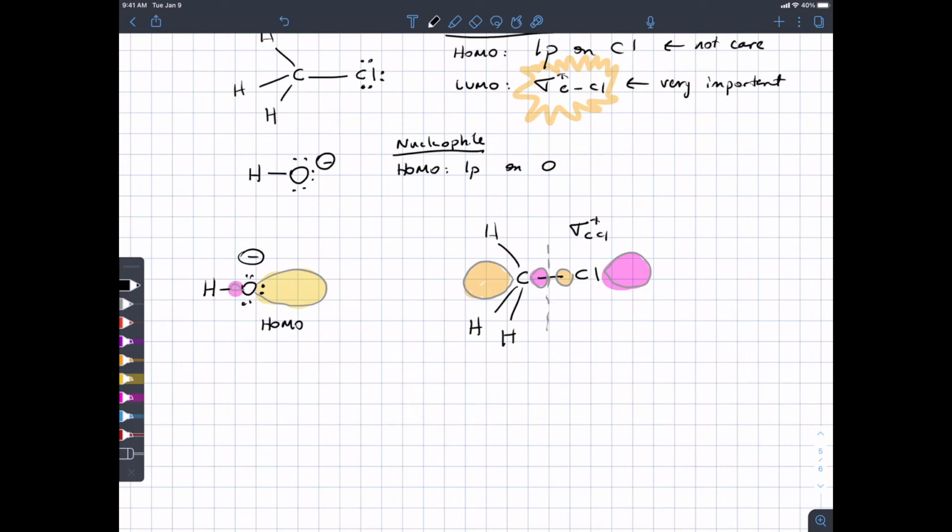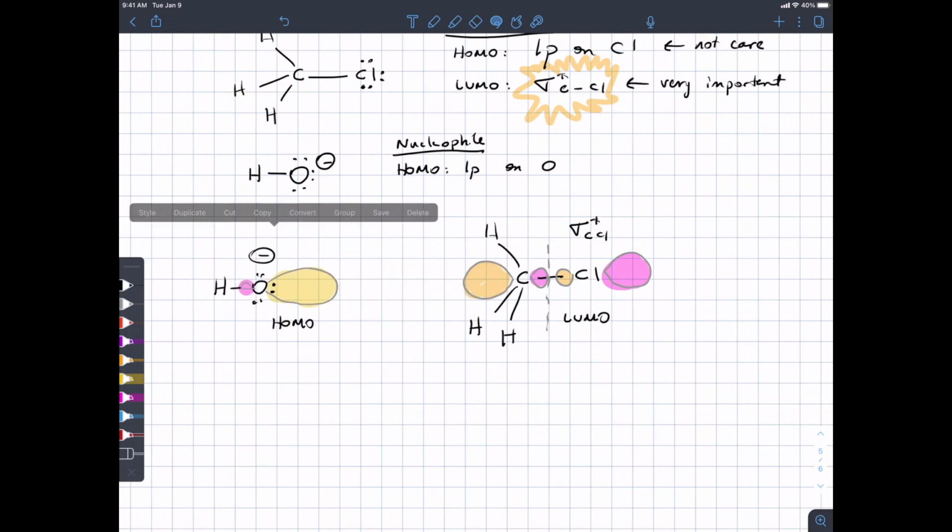Nucleophile attacks electrophile, HOMO attacks LUMO. We're going to take the lone pair electrons on oxygen and overlap them with that sigma star. That's going to create a new bond. But because we're putting electrons into a sigma star antibonding orbital, what has to happen to the carbon-chlorine bond?